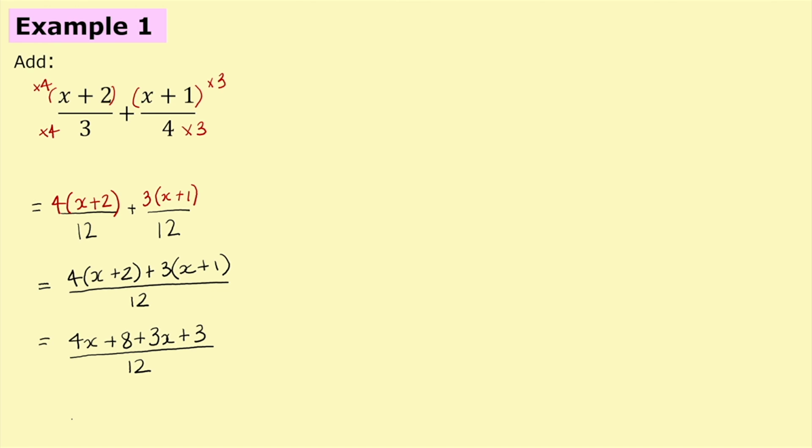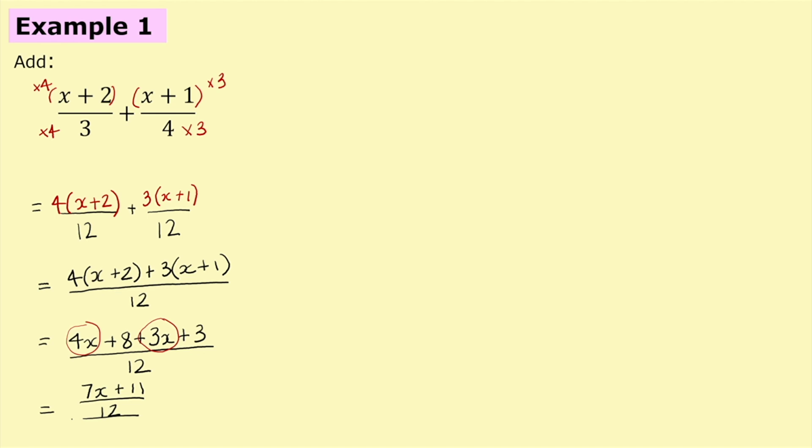And our very last step, we're going to be collecting like terms to get our final answer. So to do that, we have our 4x plus 3x and then our 8 plus 3. So 4x plus 3x is 7x and 8 plus 3 is 11. So 7x plus 11 over 12. And that is our final answer.